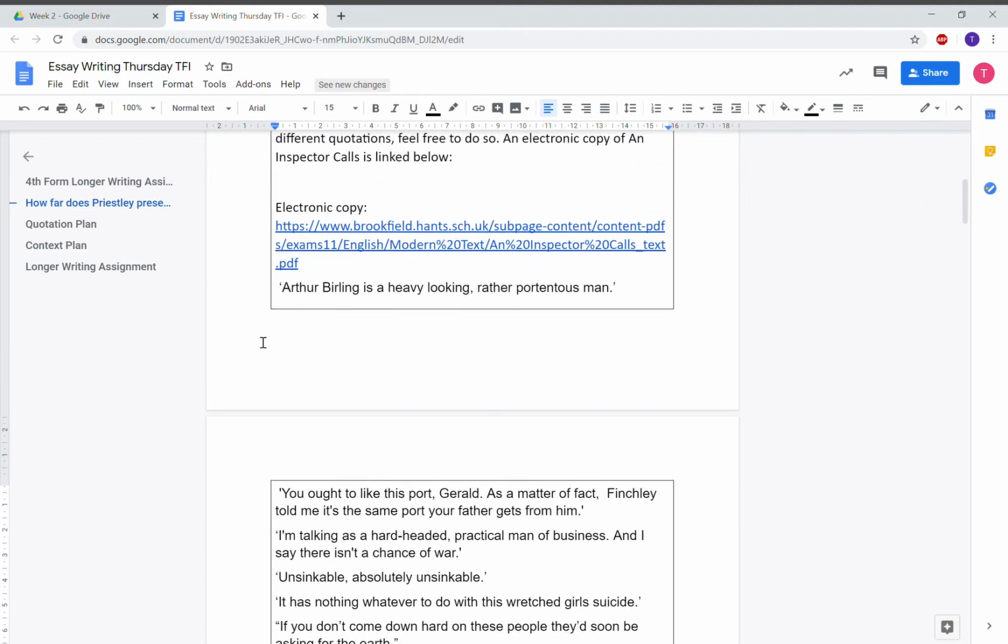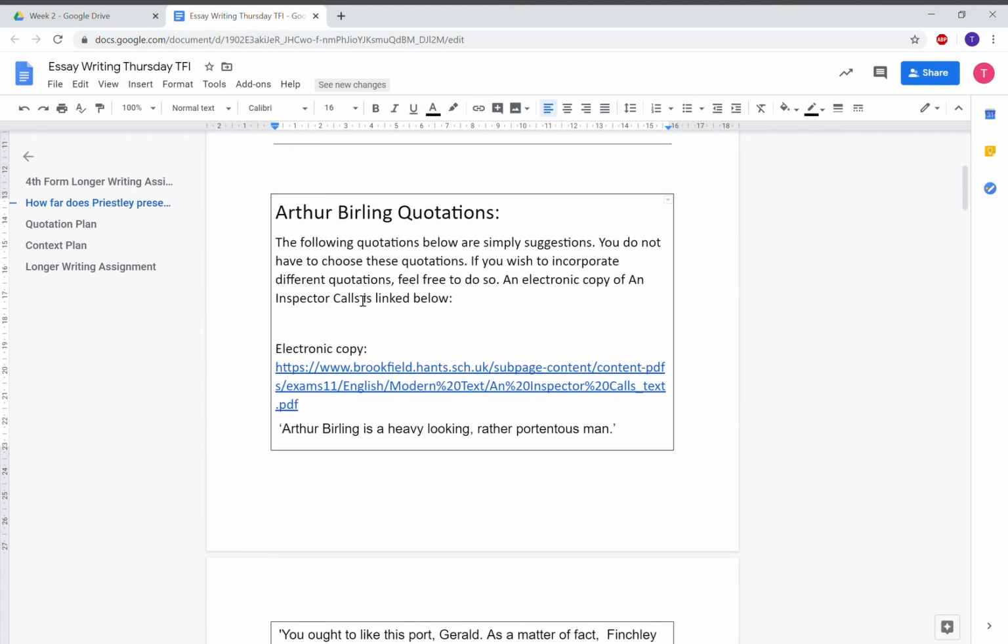In saying that, we've put a link just here where it says electronic copy, and that is a copy of the play, an electronic copy of the play. You may also have your books. I know most of you have taken your books home. I would say that they're invaluable, especially if you're in 4A, for example, we've done some annotations in our books, right? So try and use those annotations.